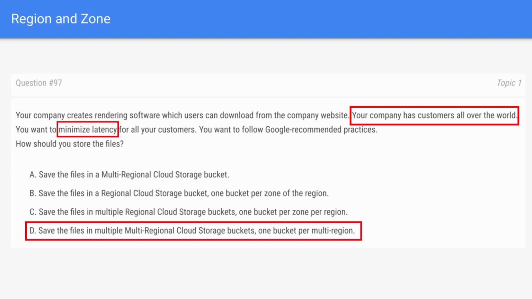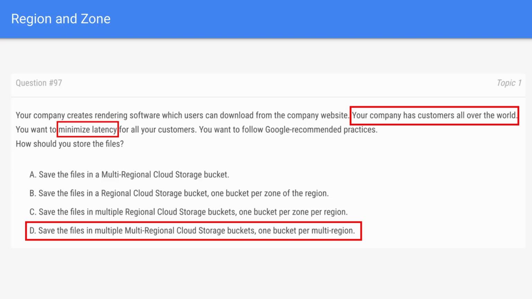Now let's look at option B. The regional cloud storage is also incorrect. This must go with multi-region, and a regional storage bucket should be created in each zone. Then, in Seoul, we'd have to create one bucket in Zone A, one in Zone B, and one in Zone C. This is not a very cost-effective method.